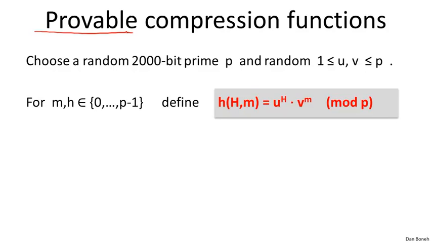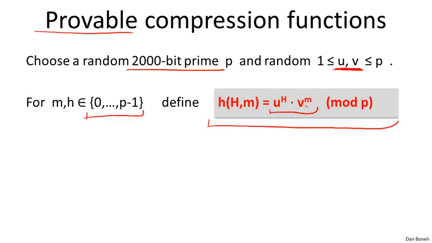So here's how this compression function works. Basically, we're going to choose a large prime p, a gigantic prime, something like 700 digits, 2,000 bits. Then we're going to choose two random values u and v between 1 and p. Now let's define the compression function as follows. It takes two numbers between 0 and p minus 1, and outputs one number between 0 and p minus 1. So its compression ratio is 2 to 1. It does it by computing this double exponentiation: u^h times v^m.